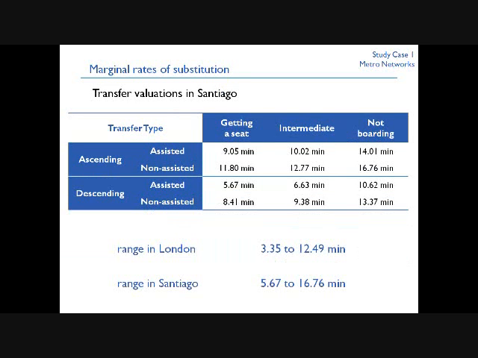This is for London. We can do the same for Santiago. And if we compare the same types of transfers in both cities, in all cases, the valuations in Santiago are higher than the valuations in London. This means that people in Santiago care much more about transferring than people in London.